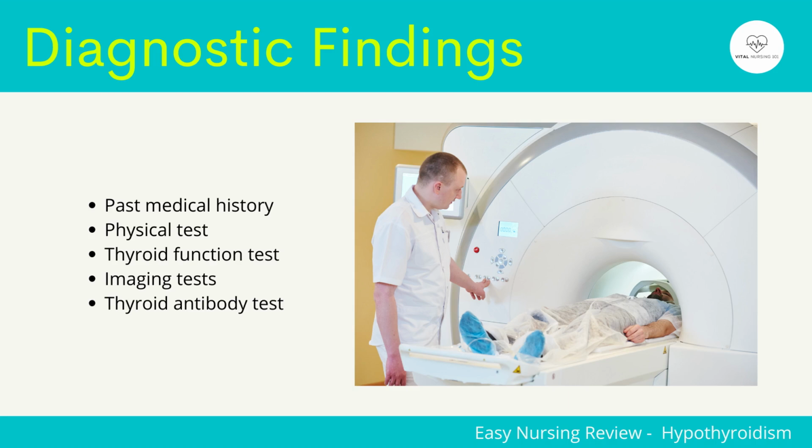Imaging tests. Sometimes healthcare providers may also prescribe imaging tests such as an ultrasound to look closely for thyroid nodules, a thyroid scan to clearly see the size, shape, or position of the thyroid gland, and the radioactive iodine uptake test to reach the main cause behind hypothyroidism. Thyroid antibody test. If an autoimmune condition is suspected, the provider may recommend a thyroid antibody test that rules out autoimmune conditions that may cause hypothyroidism, such as Hashimoto's disease.